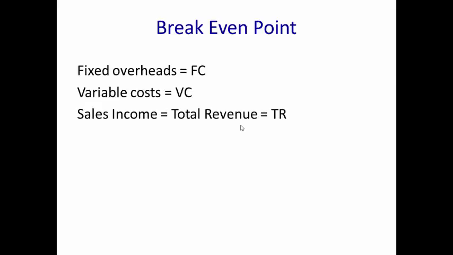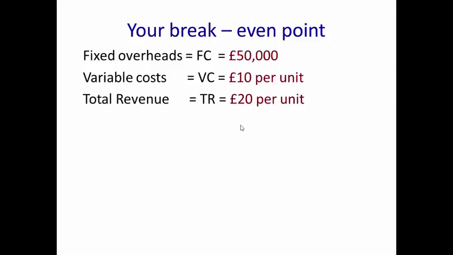Your sales income is made up of basically your total sales revenue, so it's what you sell your goods for times the quantity that you sell. So if you sell 100 things at £10 each, your sales revenue will be 100 times 10, which is £1,000. Now let's put some figures on.